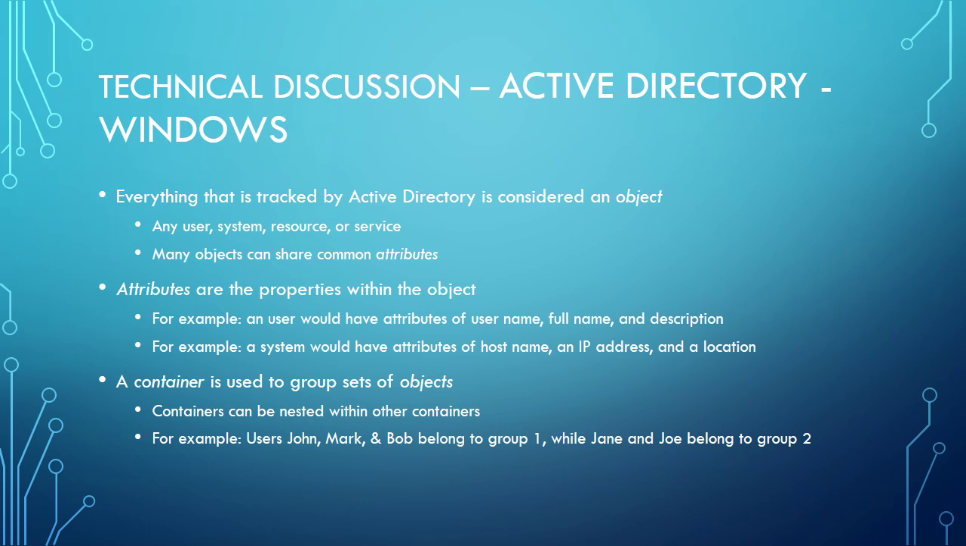Everything that Active Directory tracks is considered to be an object. An object can be any user, system, resource, or service. Many objects can share the same attribute, and attributes are the properties within the object. So, for example, a user could have the attributes of username, full name, and description, and a system would have attributes of hostname, IP address, and location.